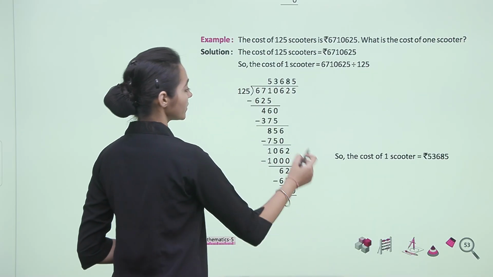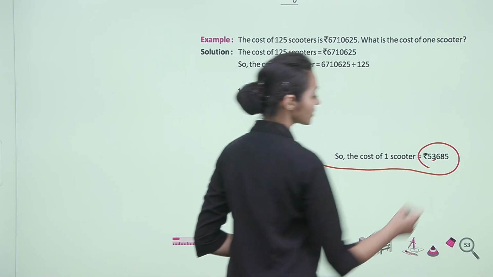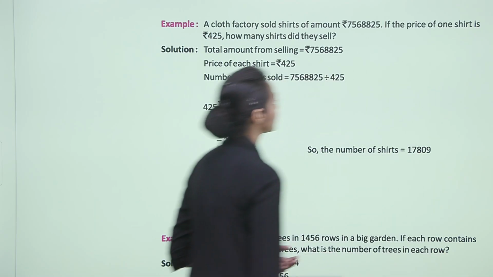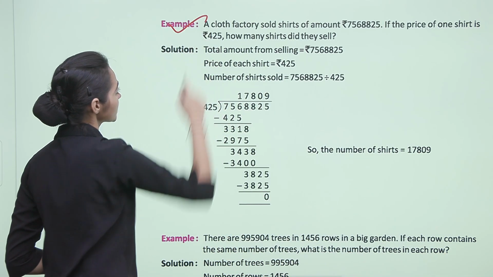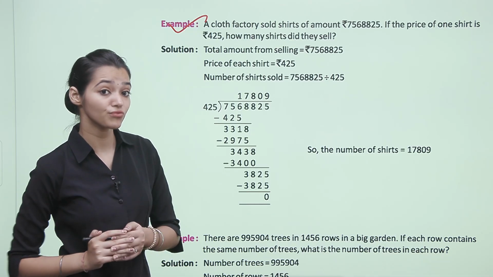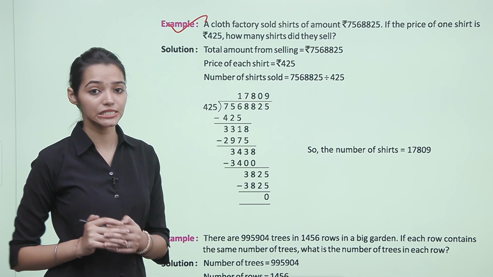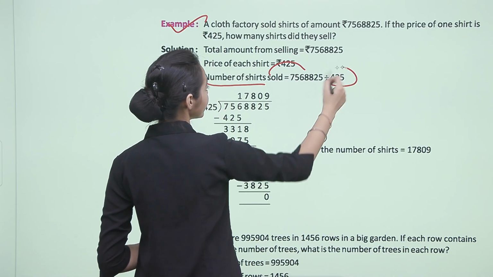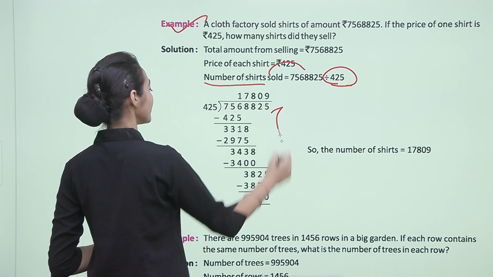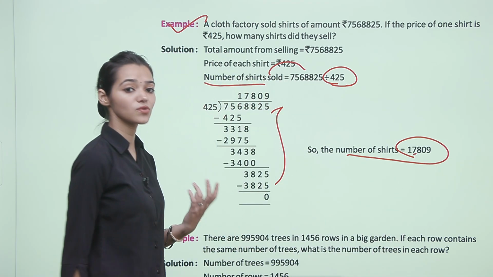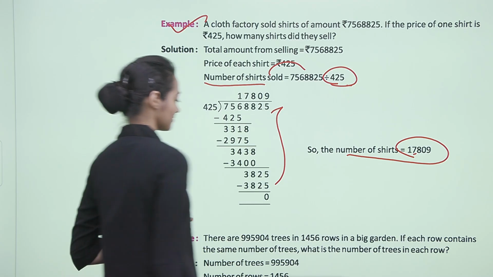After dividing it by 125, the cost of one scooter is 53,685. Now in the next one, a cloth factory sold shirts of this amount. If the price of one shirt is 425, how many shirts did it sell? That means we will find the number of shirts sold by dividing it by 425, and after dividing it by 425 we know that the number of shirts they sold is 17,809 shirts.